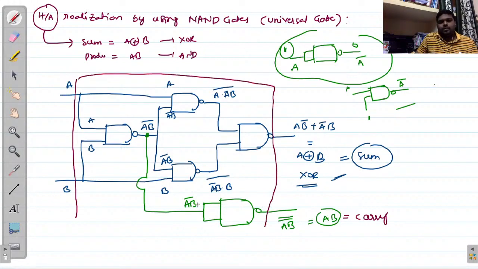Okay. Now you can observe, in order to implement half adder, this is your half adder black box.